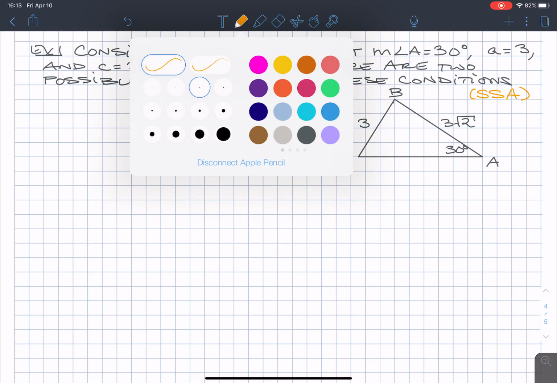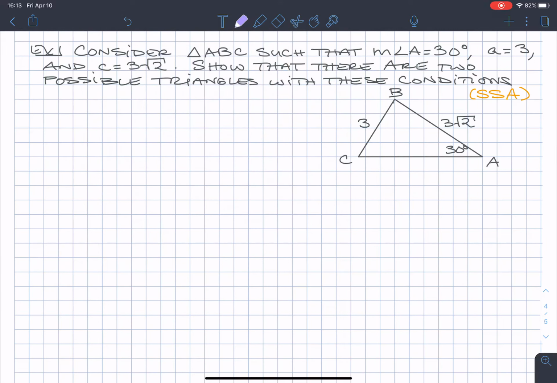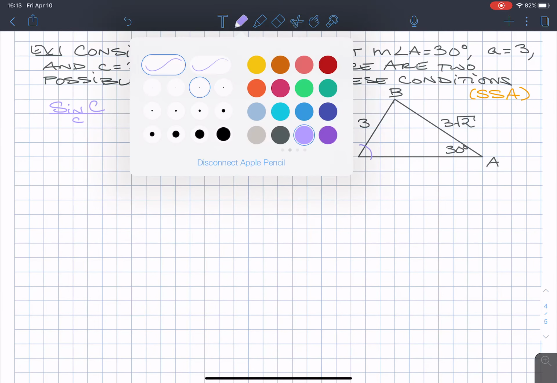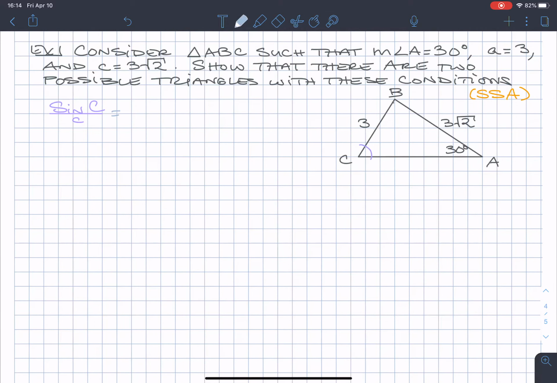Okay, so let's say we want to find angle C first. So now I'm going to use the law of sines the way it initially appears. Sine of angle C over little side C is equal to, what color should I use for A? Let's use green for A. So let's do sine of angle A over little side A.